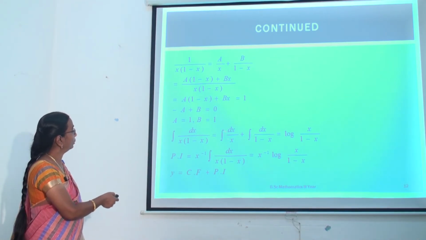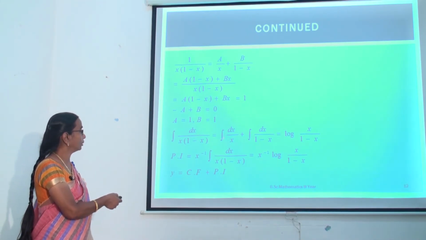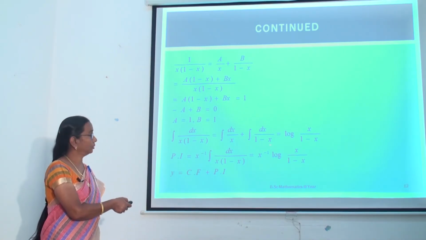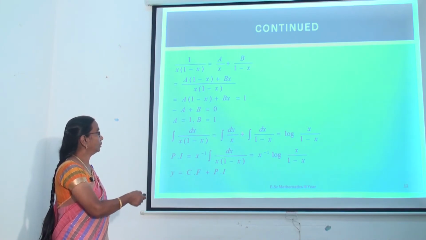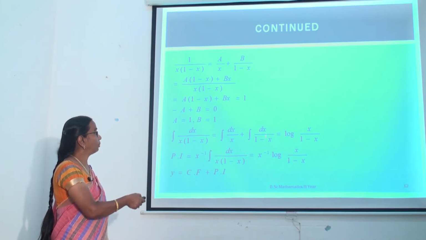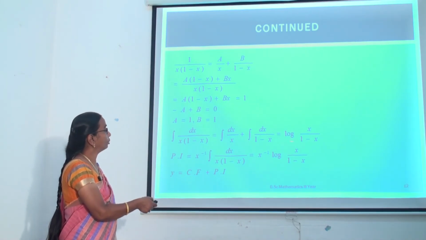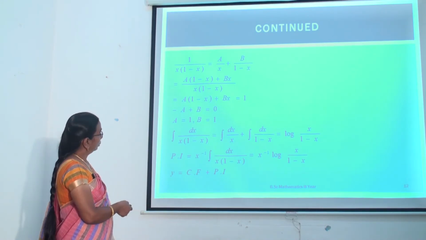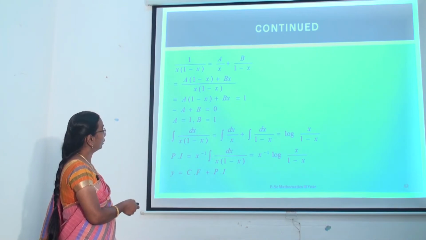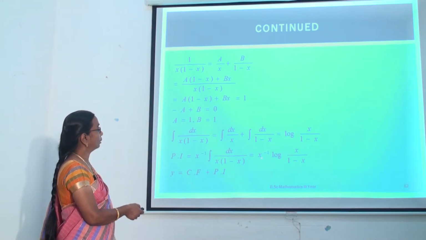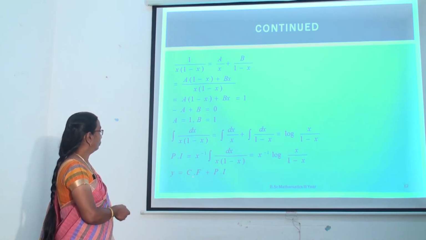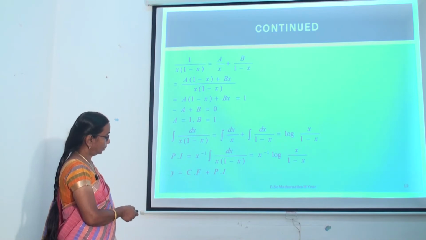When you substitute here, you will get integral of dx by x into (1 minus x) is equal to integral dx by x plus integral dx by (1 minus x). This must be log x, and this must be minus log of (1 minus x). So when you apply the formula log a minus log b, it changes into log of x by (1 minus x). Hence the particular integral is x power minus 1 integral dx by x into (1 minus x), which is nothing but x power minus 1 log of x by (1 minus x). Therefore y is equal to CF plus PI. Next problem.